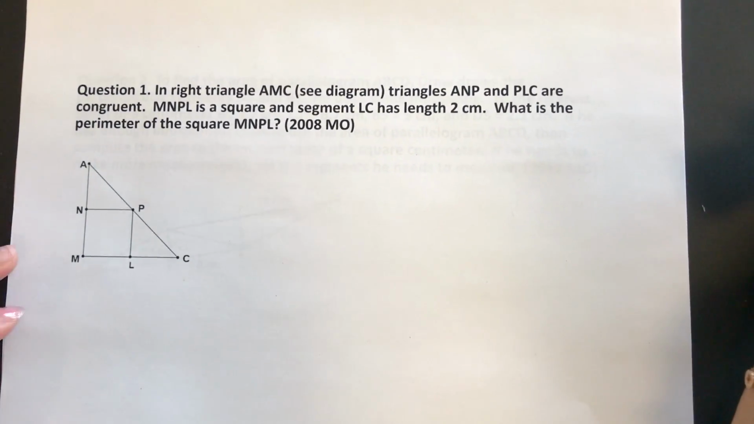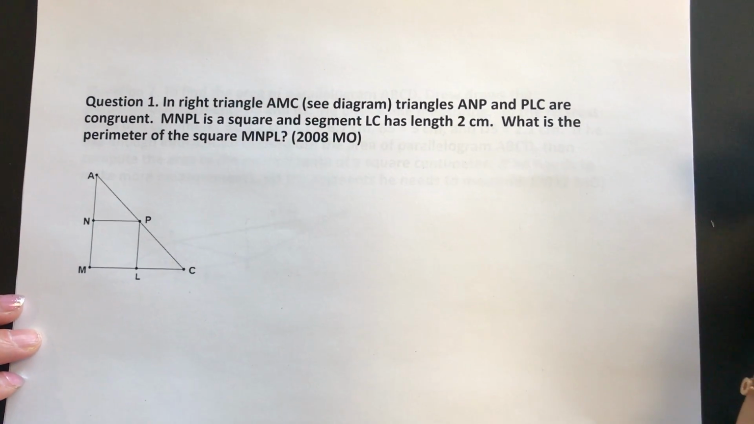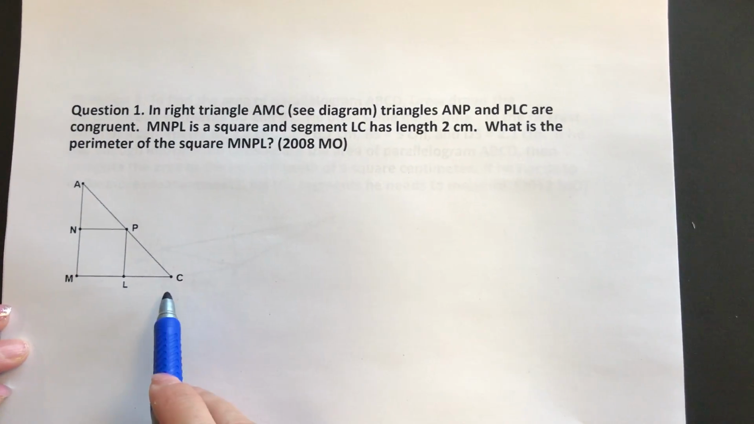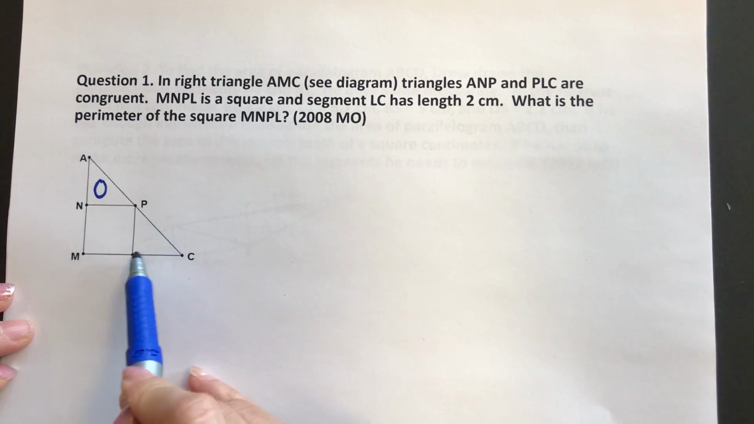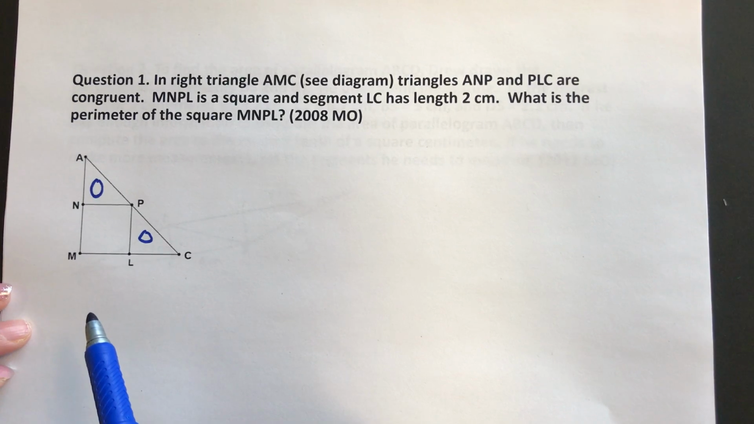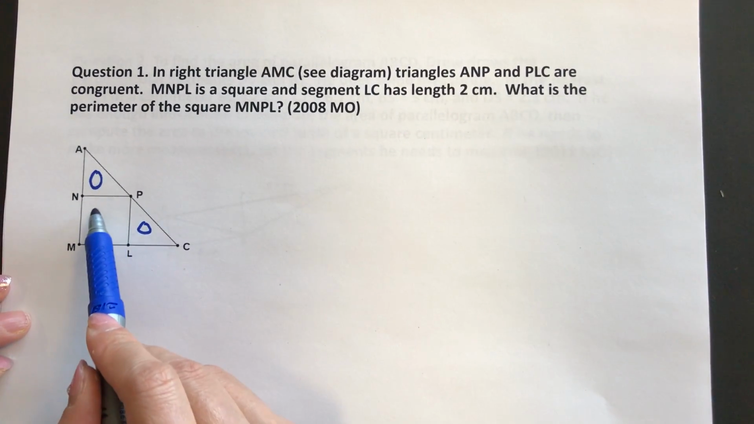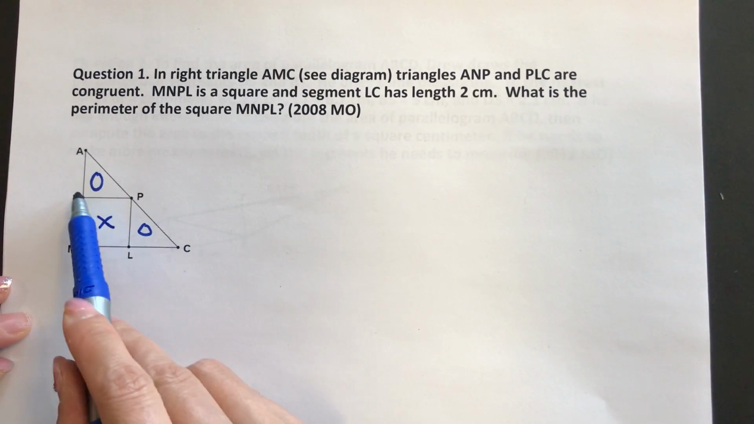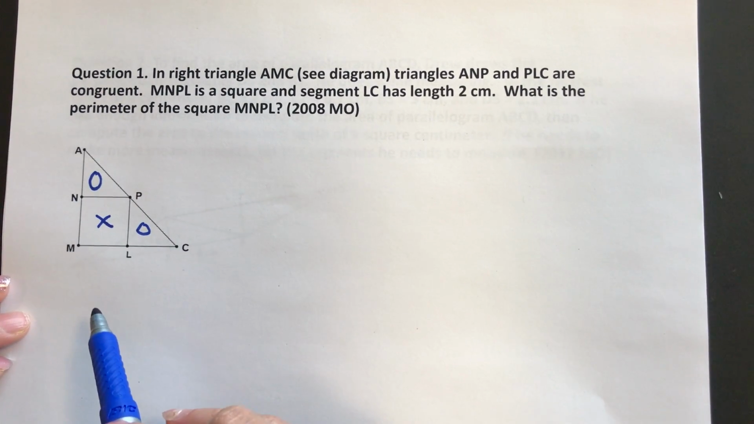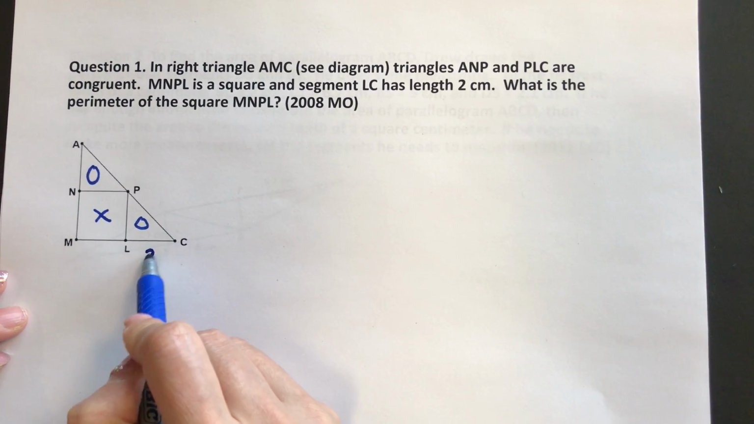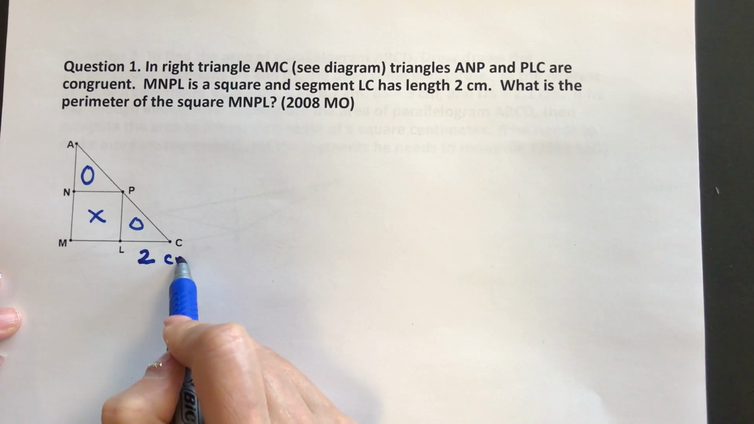Let's look at some examples. Question number 1. In right triangle AMC, we have two triangles, AMP and PLC. These two triangles are congruent. And we also have this NMLP, that's a square. And the side CL is 2 centimeters long.